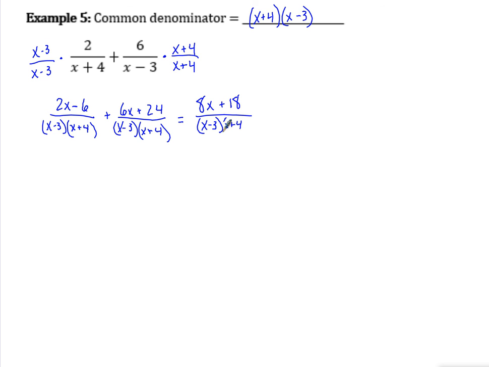And then don't forget to factor the top, because there might be a case where we have a common factor that we could cancel to simplify. So 8 and 18 are both divisible by 2, so I can factor out a 2, and that leaves me with 4x plus 9 over x minus 3, x plus 4. So in this case, there's nothing that could be simplified, but again, we always need to factor that top just to make sure that there's no further simplifying.